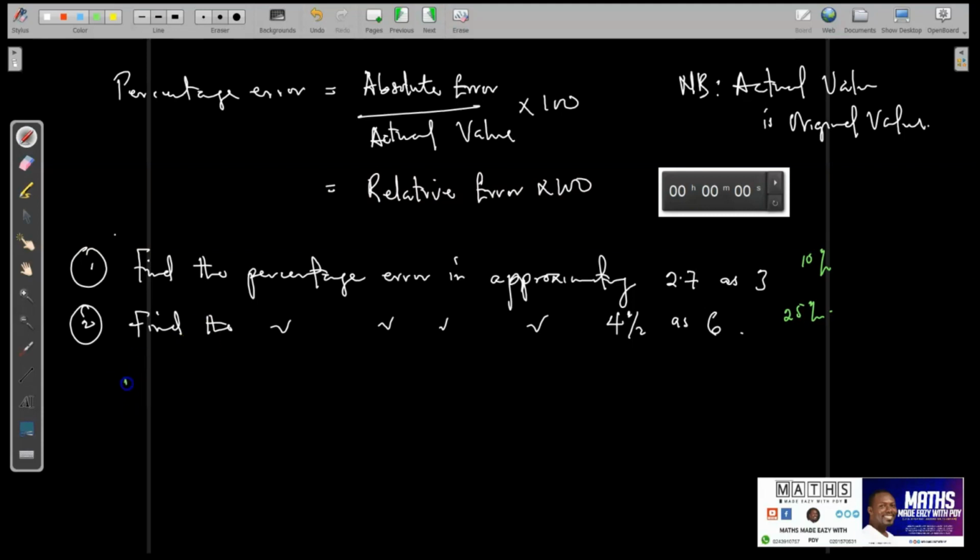So in other words, getting the percentage error for question number 1, we need to determine the relative error, which is the absolute error divided by the actual value. Now the question is, which of them is the actual value? This is where you should be very careful. It says find the percentage error in approximating the number 2.7 as 3. So between 2.7 and 3, which one do you think is the actual value that should have been written?